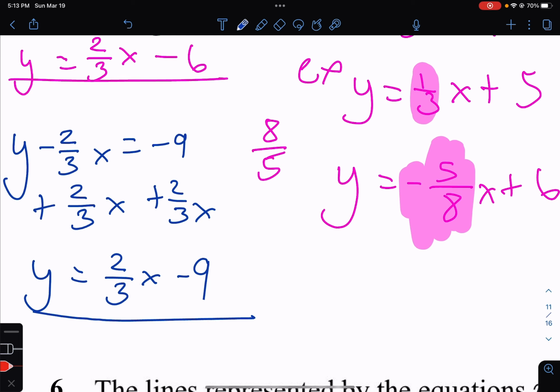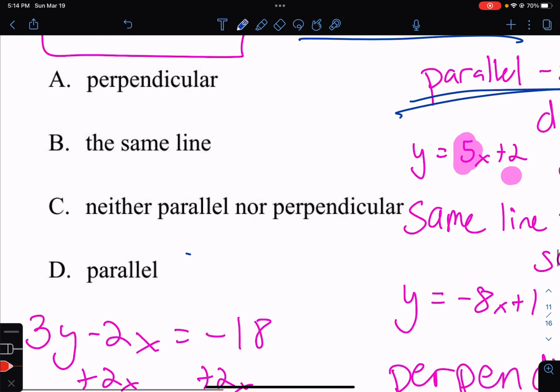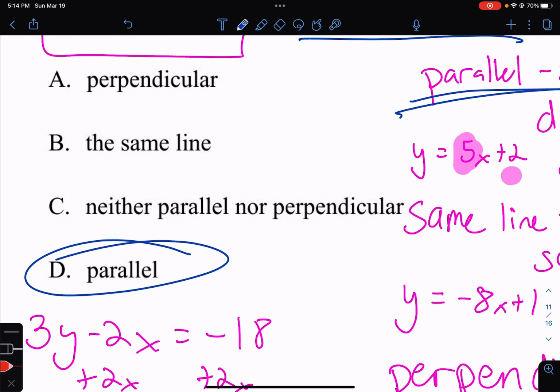All right. So if we look at these two lines, we have to ask, do we have the same slope, or negative reciprocal slopes? What's going on here? If we look, we have the same slope but different y-intercepts. So if we go back to our little chart, same slope and different y-intercepts means that we've got a parallel set of lines.